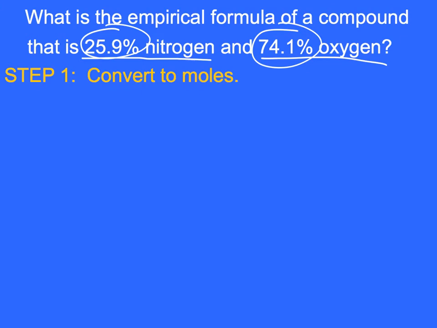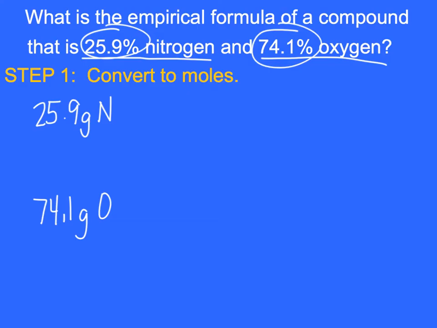So if we have a 100-gram sample, then that means we have 25.9 grams of nitrogen, okay? And that we will have 74.1 grams of oxygen, because 25.9 over 100 is 25.9%, and 74.1 grams over 100 will give you 74.1%. So that's why we assume that we have a 100-gram sample, to make our math easier. In other words, whatever the percentage is, we just say that those are grams there.